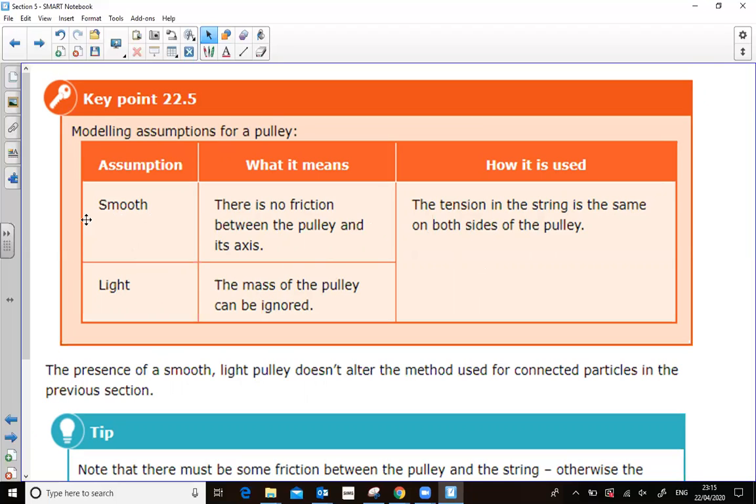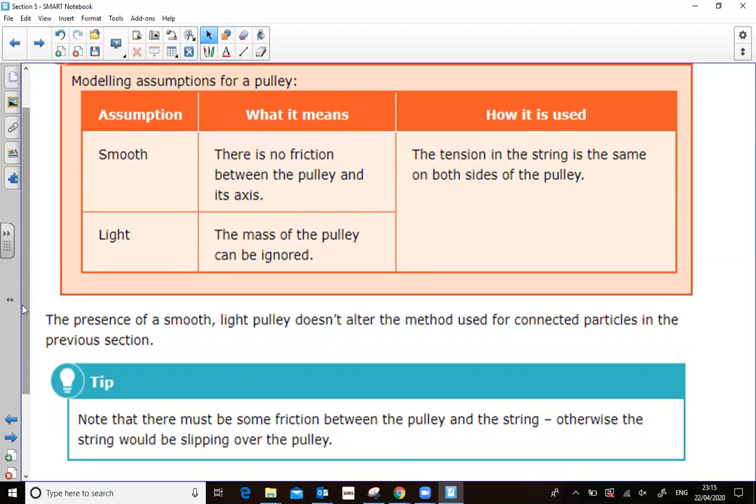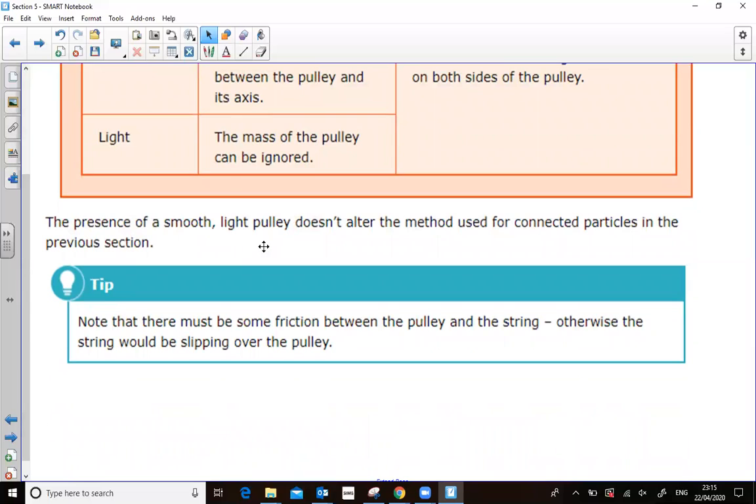We can explain that. If we assume that the pulley has a smooth surface, that means there is no friction between the pulley and its axis, which means the tension in the string is the same on both sides of the pulley. And again, we should assume the pulley is light, so we can ignore the mass. And that will mean the tension again will be the same on both sides of the pulley. Now, the presence of a smooth light pulley doesn't alter the method used for connecting particles in the previous section.